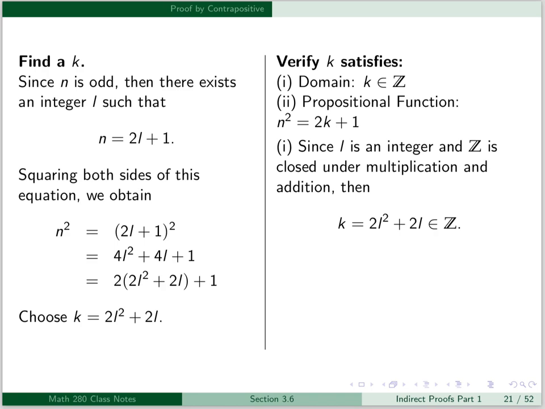We're now ready to move over to the right-hand column, and for our domain we need to show that k is in Z. Since L is an integer and Z is closed under multiplication and addition, then we know that k equal 2L squared plus 2L is in Z.